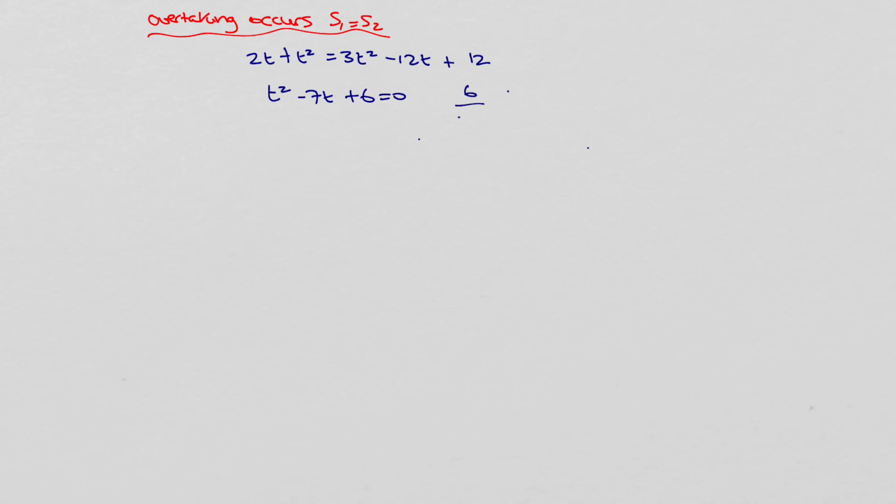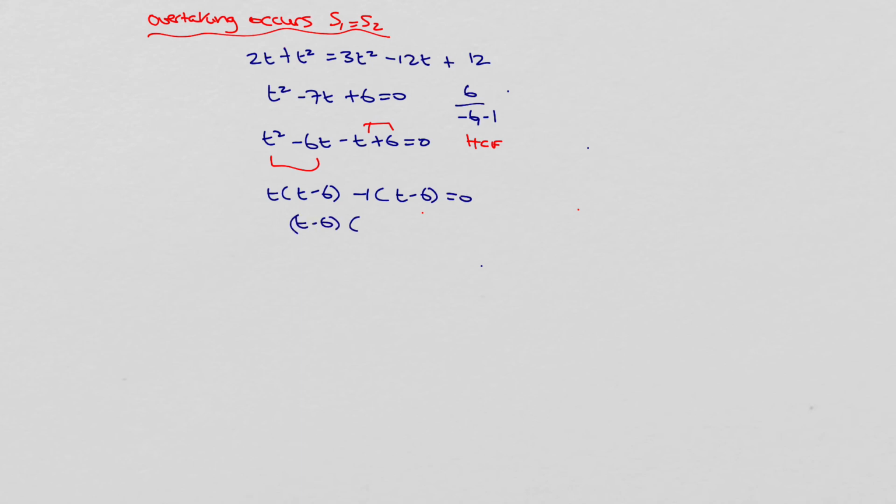Factors that multiply to give us 6 and add to give us minus 7 must be minus 6 and minus 1. Subbing back in and factorising gives us t minus 6, minus 1 is common, leaving us with t minus 6. So we have t minus 6 times t minus 1 equals 0. So if both multiply to give 0, we get t is equal to 6 seconds, or t minus 1 is equal to 0, therefore t is equal to 1 second.